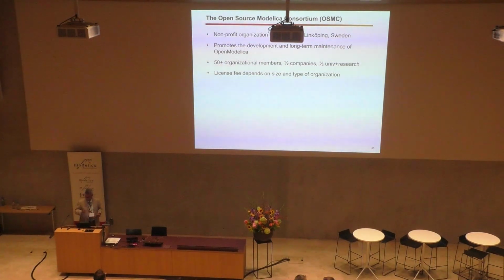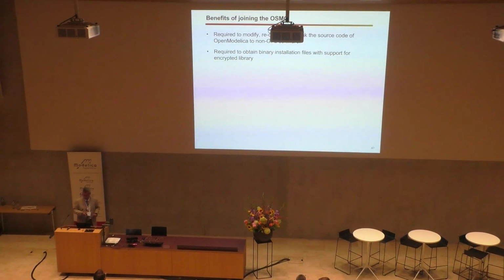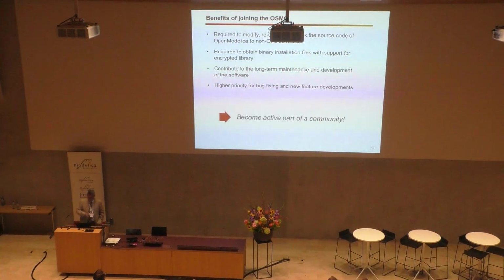So I have 1 minute to talk about the Open Source Modelica Consortium. It's about 50 members, half companies and half universities. These are the benefits of joining. These are the legal ones. There are some things that you can legally only do if you join the consortium. Basically, skip the GPL thing, or possibly have a specially compiled binary version which supports encryption. But then there are other important points which go beyond that. Basically, you become an active part of a community and you support the long-term success and thriving of the tool.